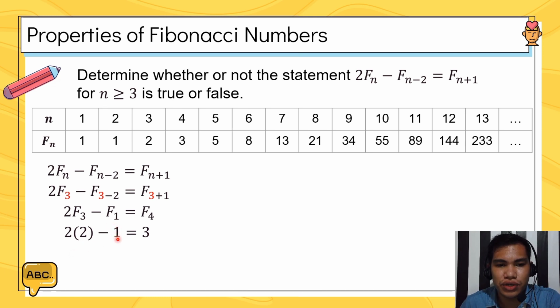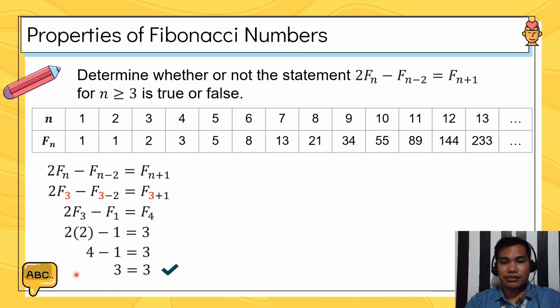Atong f sub 1 is 1. So, 1 na siya diha, is equal to f sub 4. Atong f sub 4 kani 3. So tanaw na to: 2 times 2 minus 1 that is equal to 4 minus 1 that is equal to 3. So that means that it's correct. Tama siya if ever atong n is equal to 3.